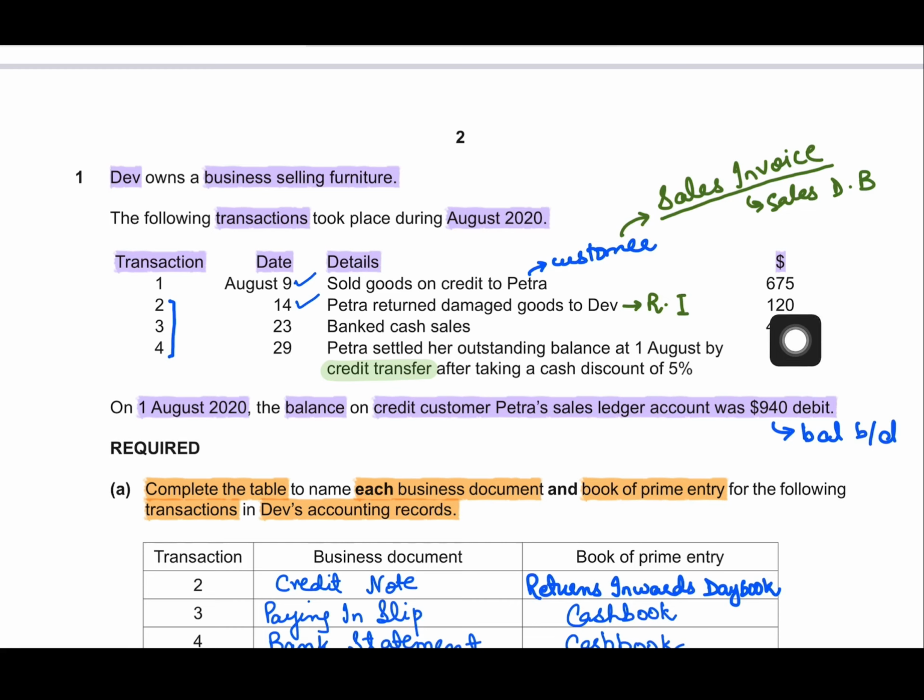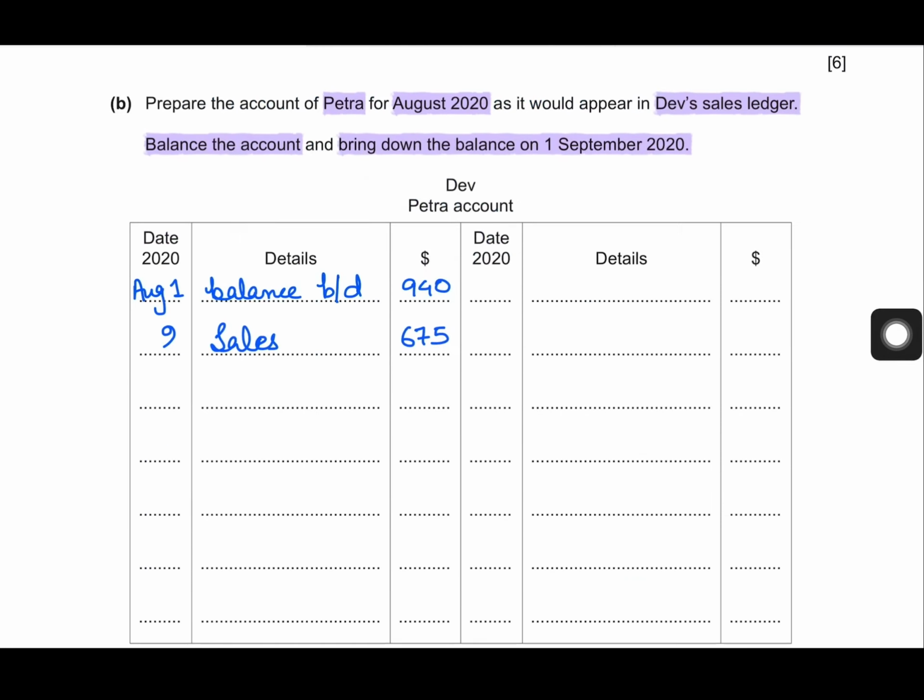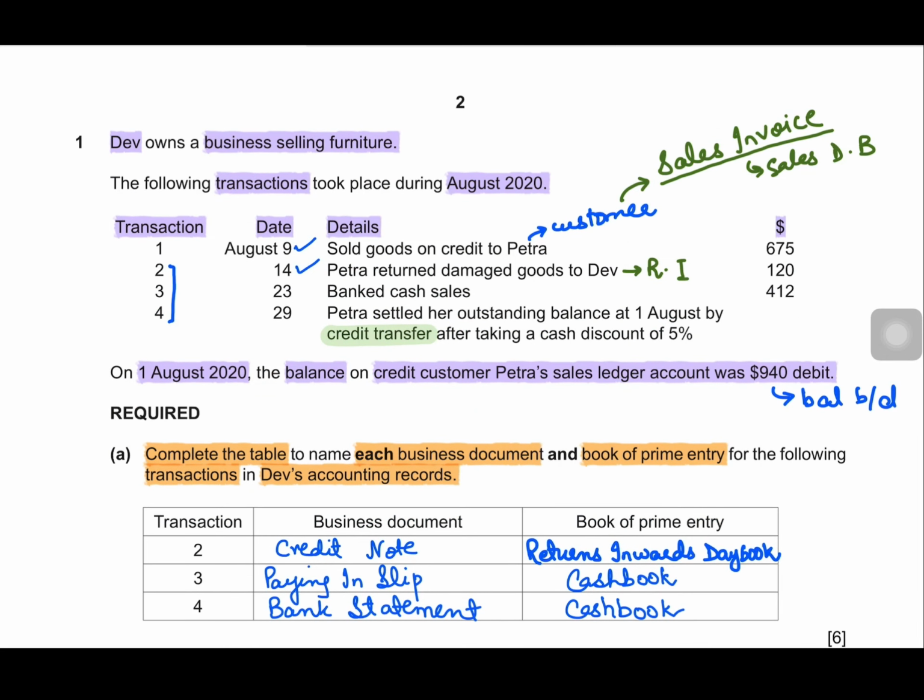So what will be the double entry? Your returns inwards account will be debited, as it will be an increase in inventory in Dave's business, and Petra's account will now be credited to show that she won't be paying for these goods because these are now returned. So on August 14, returns inwards, right? Then on 23rd August, he is banking some cash sales, so this has nothing to do with Petra.